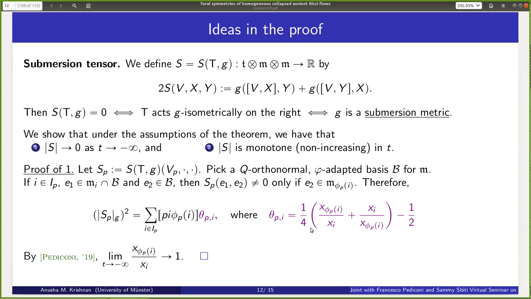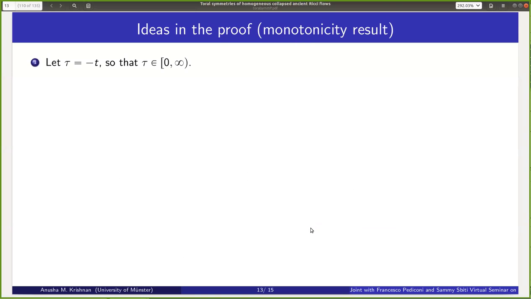And for part 2, the monotonicity result, that is the main new thing in our paper. So let's say some words about that. It's convenient for us in this part to work with positive times. So I'm just going to write tau for negative of t. So tau is now taking values in 0 to infinity.